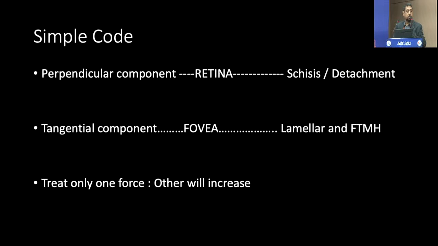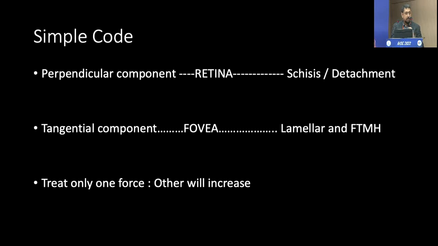So it's a simple code. This is all I want to leave you with. Perpendicular, it's retinal problems, that is schisis and detachments. Tangential, it's foveal problems, it's lamellar and full thickness macular holes. If you treat only one of the forces, the other will increase. So that is the concept.